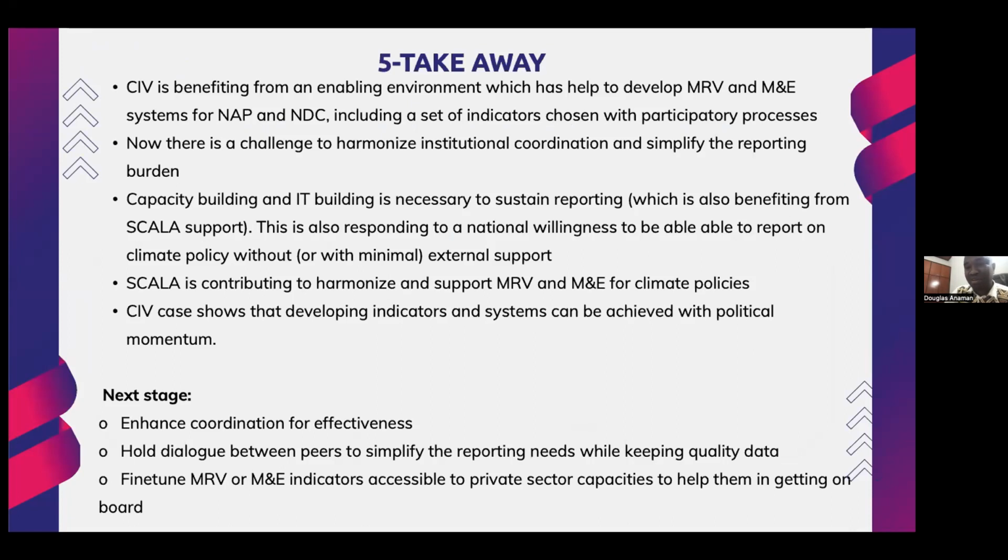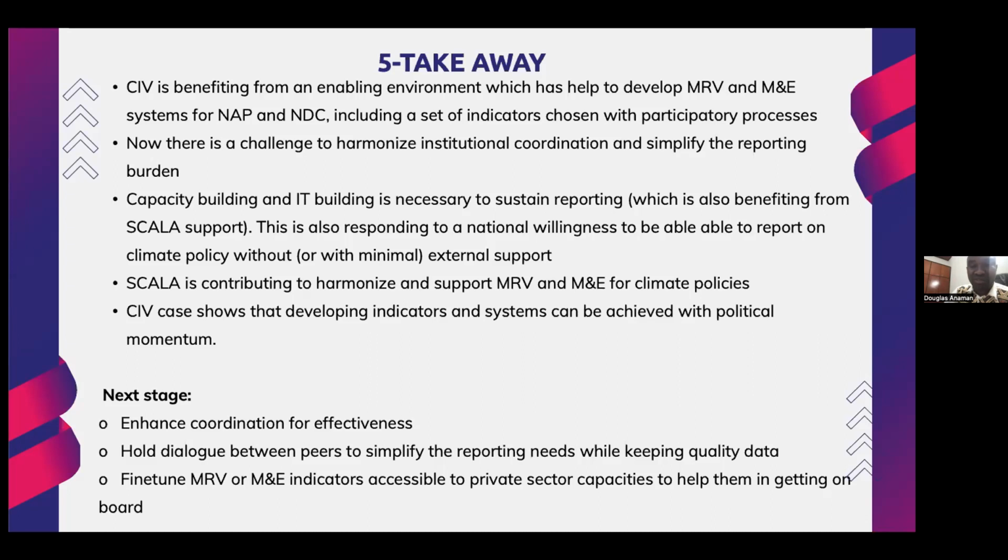Some takeaways. Côte d'Ivoire is benefiting from an enabling environment which has helped to develop the MRV and MNE systems for NAP and NDC, including a set of indicators chosen with participatory processes. Now there is a challenge to harmonize institutional coordination and simplify the reporting burden. Capacity building and IT building is necessary to sustain reporting, which is also benefiting from SCALA support.